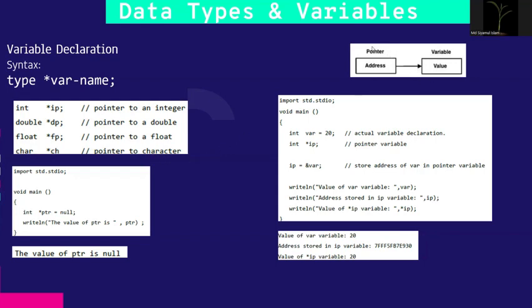So this is how in the memory the data are pointed to. For example, this is a variable. It has a value and it has an address. And this address is stored in the pointer variable here.